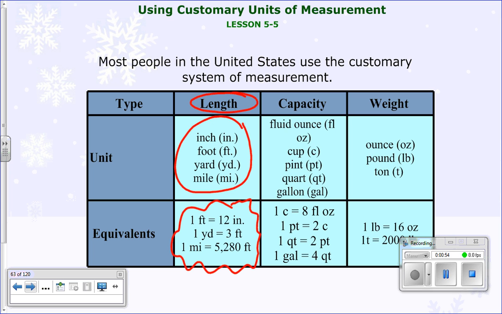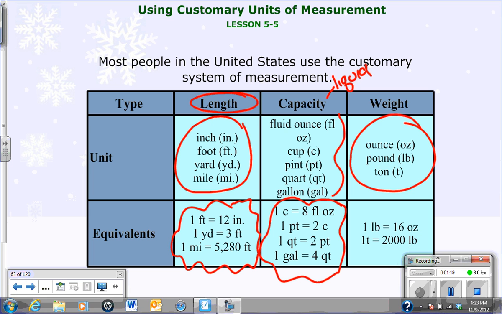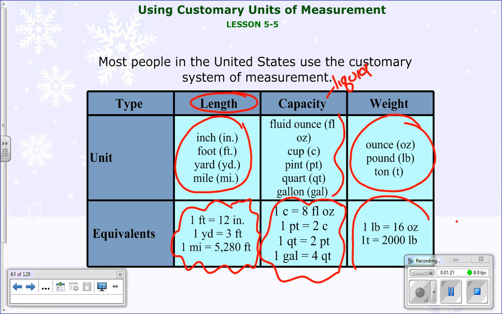For capacity, again, how much fills or how much fits into a bathtub or in a cup. So here we're always talking about liquid. We have these choices, and there's quite a few: fluid ounces, cup, pint, quart, or gallon. And again, we have the equivalents. And then here for weight, we have ounce, pound, or ton. And again, we just have the equivalents down here, so how you can convert one from the other.